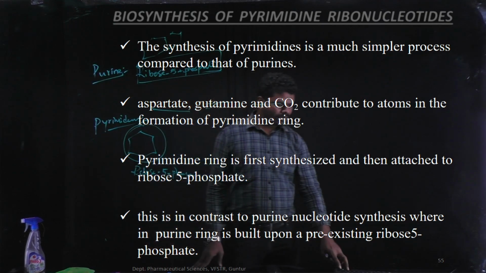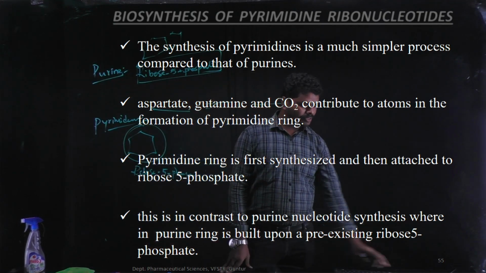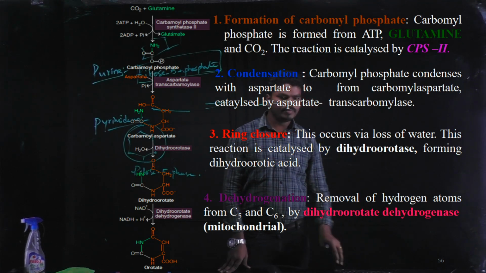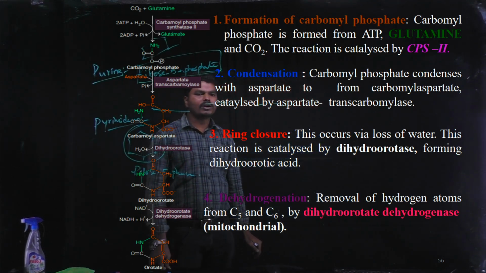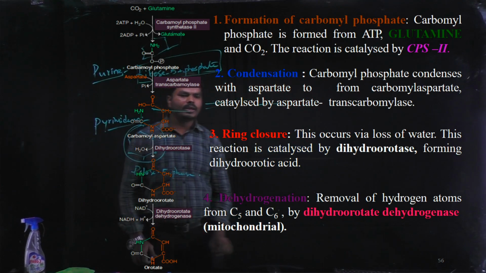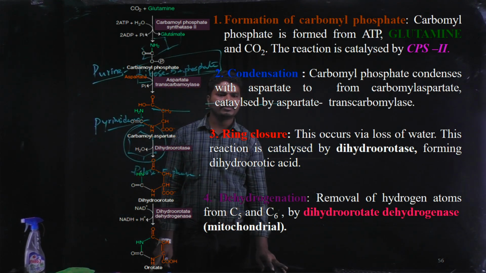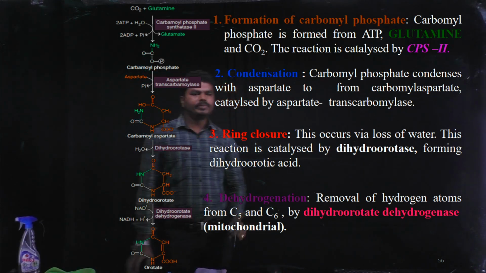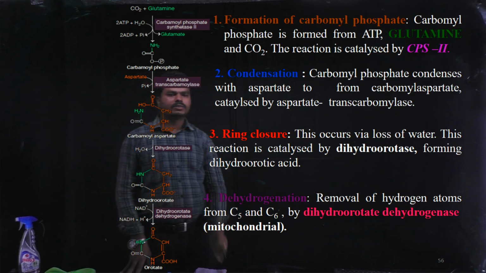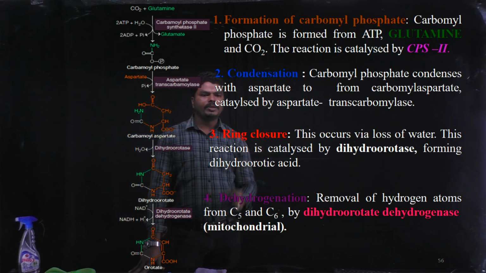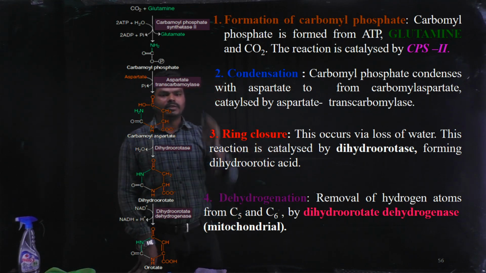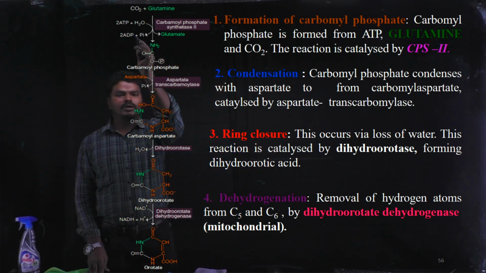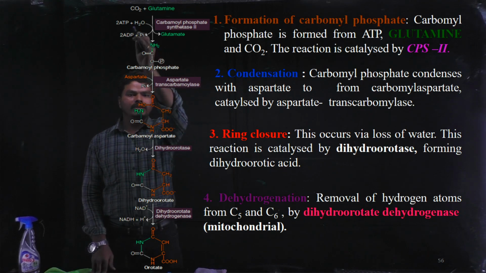In the first step of pyrimidine biosynthesis, there is a formation of carbonyl phosphate. Carbonyl phosphate formation is the first step of de novo synthesis of pyrimidine. For the formation of carbonyl phosphate, it utilizes ATP, glutamine and carbon dioxide. So in this starting step of de novo synthesis of pyrimidine, we can see the starting molecules are carbon dioxide and glutamine.